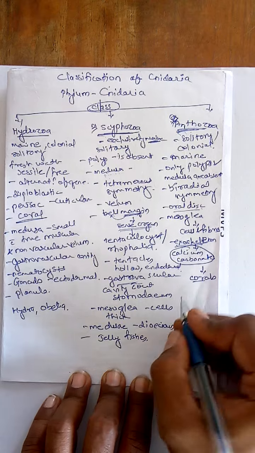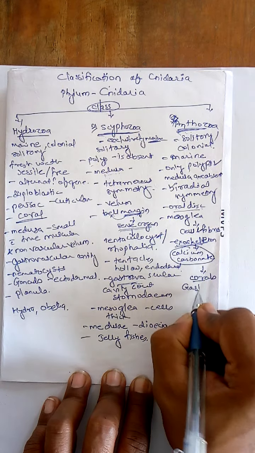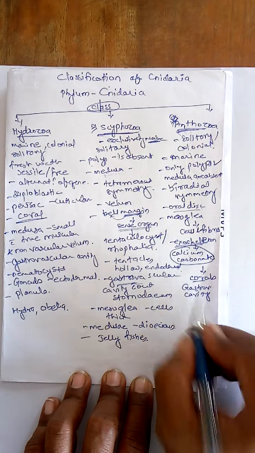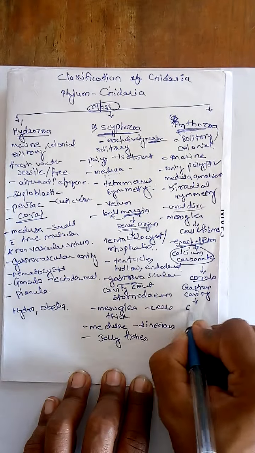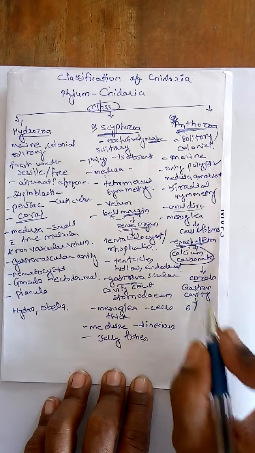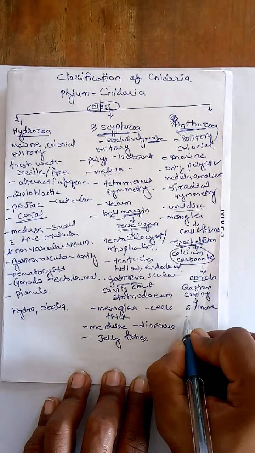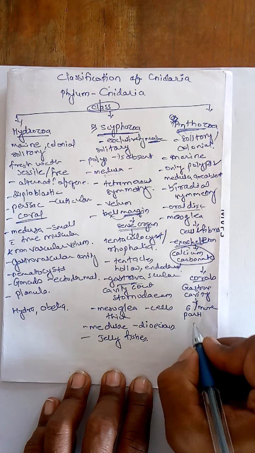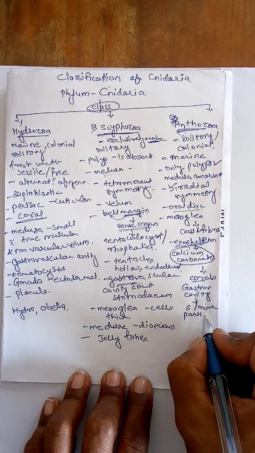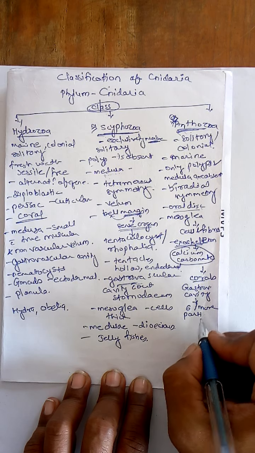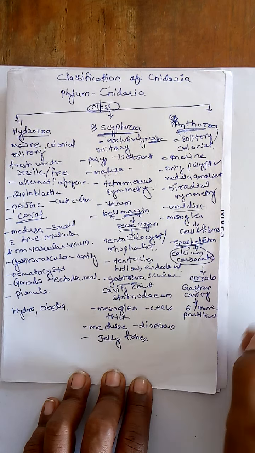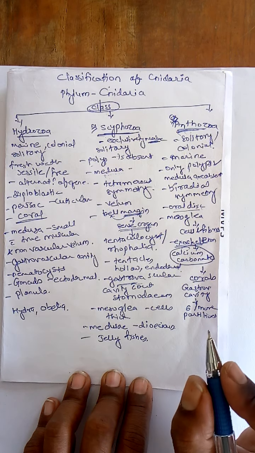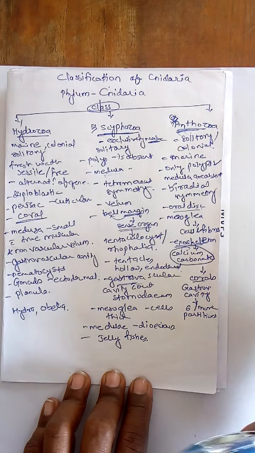Then the gastrovascular cavity is there. That gastrovascular cavity is divided by 6 or more vertical partitions. So here the gastrovascular cavity is divided into either 6 or more than 6 compartments. And these septa, which are responsible for the partition, are called mesenteries.